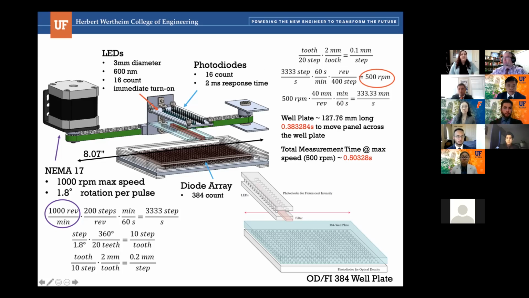The NEMA 17 used to run the belt and pulley system has a maximum speed of 1,000 RPM. At this speed, with a given number of teeth on each pulley, the measurement system would move 0.2 of a millimeter per step. However, the wells in a 384 well plate are approximately 4.5 millimeters apart. This means that 0.2 of a millimeter movement is not precise enough to reach the center of each well.